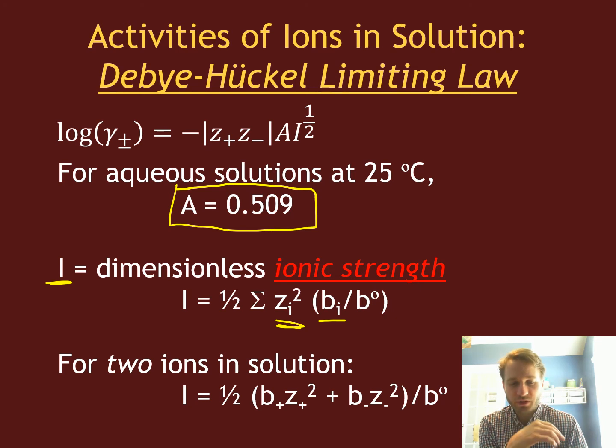So for example, if I just have 2 ions in solution, it's going to be 1/2 times the sum of the charge of the cation squared times the concentration of the cation, plus the charge of the anion squared times the concentration of the anion, right? And all that's divided by 1 molal. B naught is just 1 molal. It's just there to make things unitless, basically.